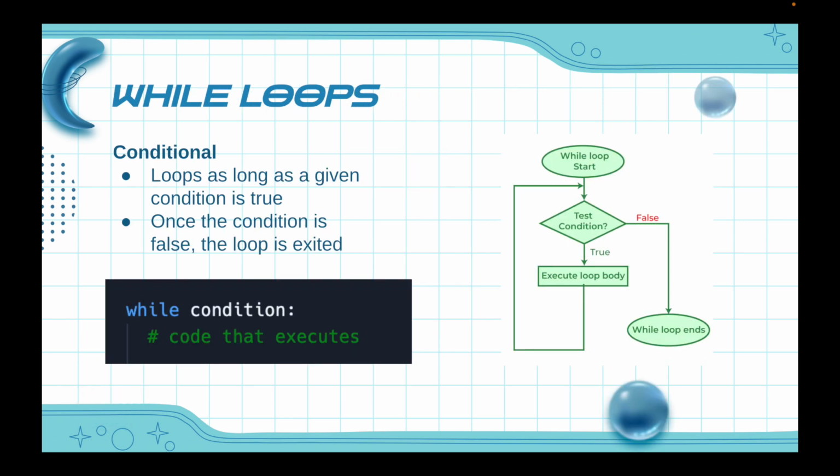The other commonly used loops are while loops. A while loop allows you to execute a block of code as long as a given condition is true. Once that condition is no longer met, the loop is exited. Let's go ahead and look at some examples.